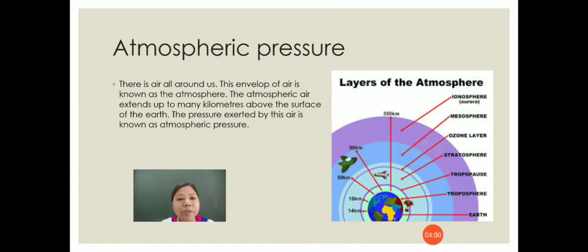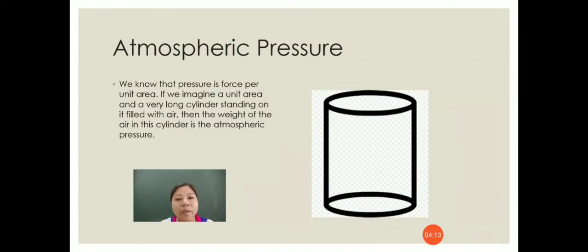So, the air which is present around us is called the atmosphere, and the pressure exerted by this air on every object is known as atmospheric pressure. Now, let us understand what is atmospheric pressure in detail. You have already learned that pressure is force per unit area. Now, if we imagine a unit area and a very long cylinder standing on it filled with air, then the weight of the air in this cylinder is the atmospheric pressure.